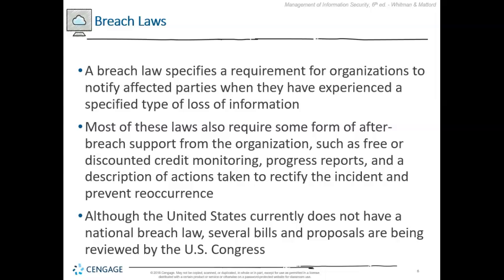Each state defines what the reporting requirements are and defines what their penalties will be if you do not provide a timely response to being breached. Right now, there is no federal law or a national law regarding breaches, but we may get to that point, and there's pros and cons to whether or not that's a good thing or a bad thing if we have to actually do a federal law.